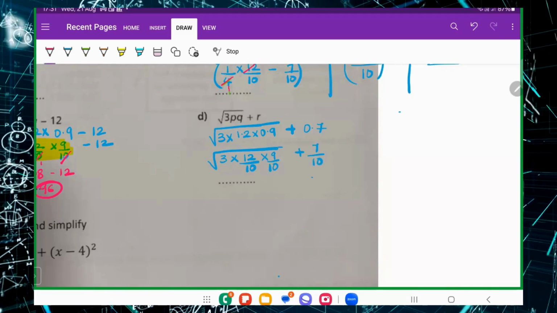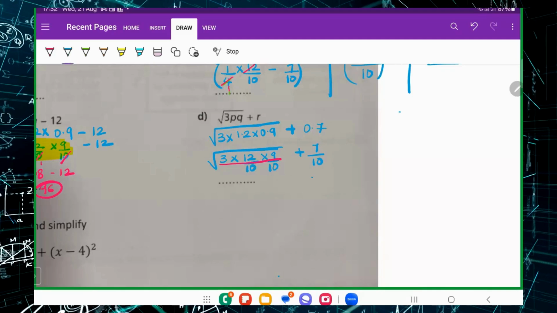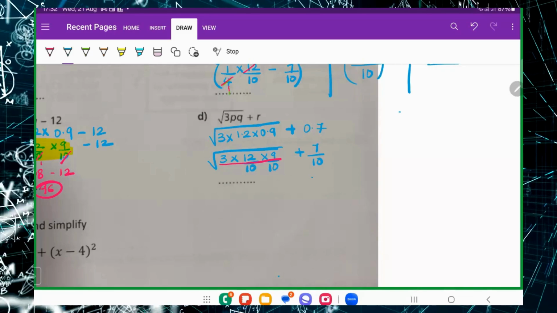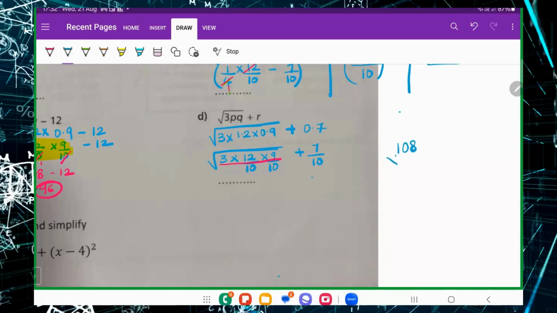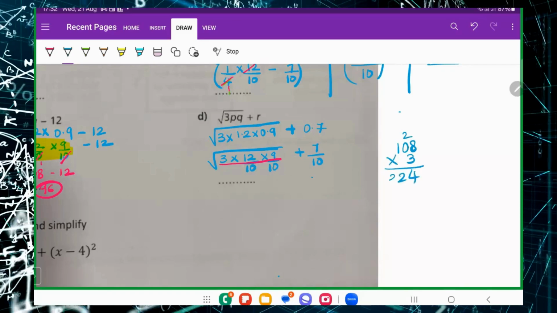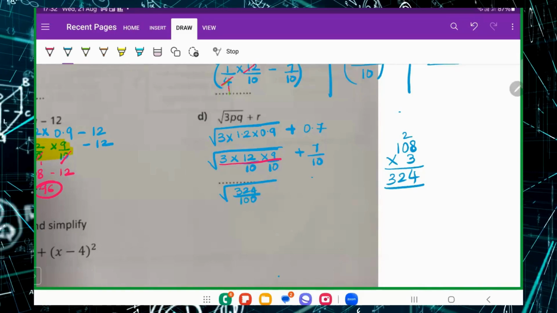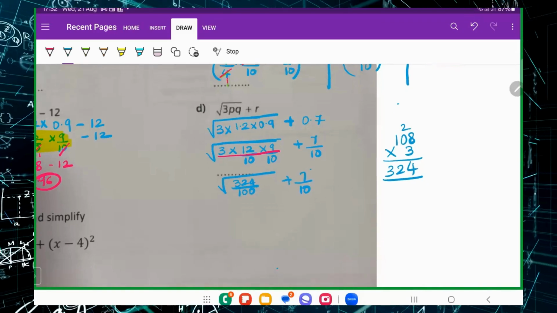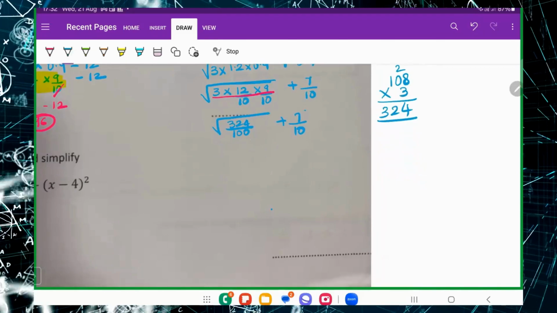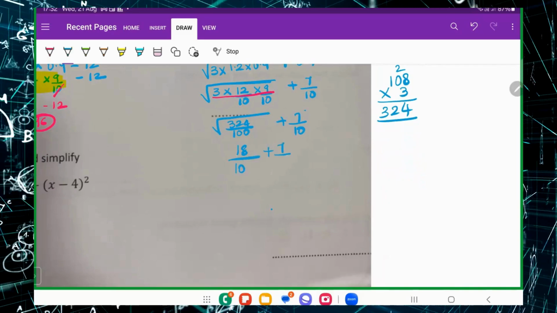Understand, all of this is a part of the numerator and 10 is a part of the denominator. So 12 into 3 into 9. 12 into 9 gives you 108, and 108 into 3 gives 324. That gives me 324 upon 100 plus 7 upon 10. Now, square root of 324 is 18, and square root of 100 is 10, plus 7 upon 10.